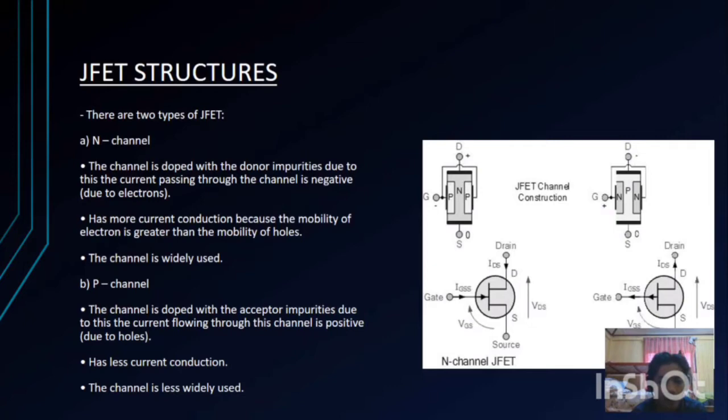Okay, for the P channel, the channel is doped with acceptor impurities, so the current flowing through this channel is positive. The P channel has less current conduction. The channel is also less widely used. And this picture shows the N channel and P channel JFET construction.